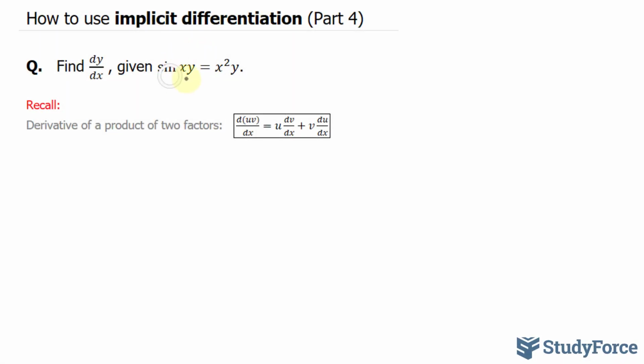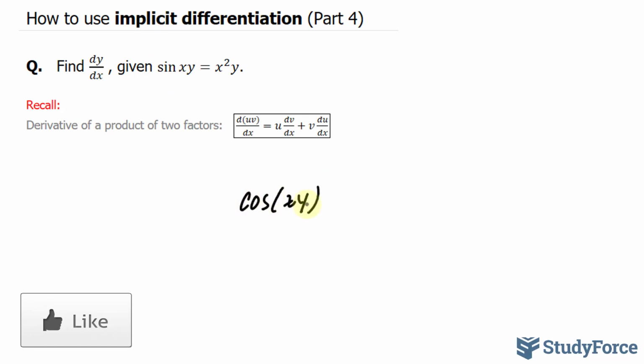Let's start on the left side. We have sine xy. The derivative of sine is cosine. So instead of this sine, we can write down cosine xy. And now what we do is we take the derivative of this and multiply it to cosine xy.